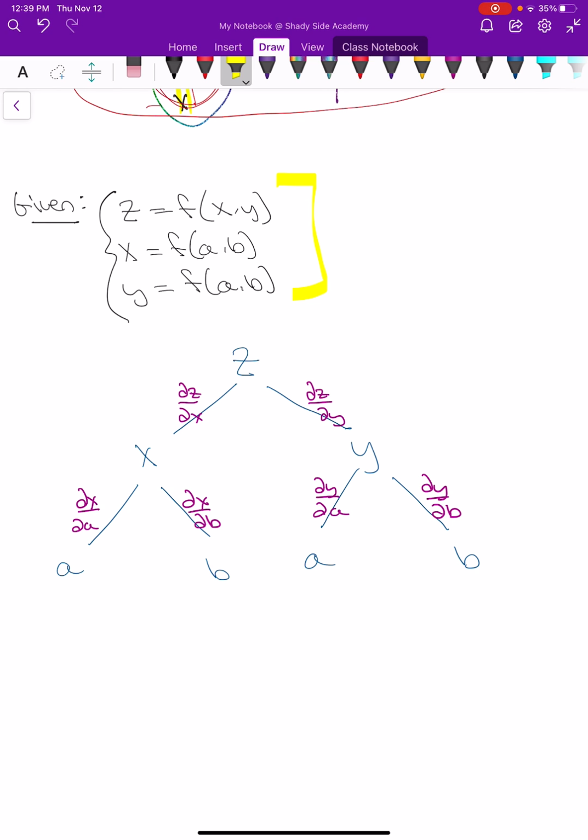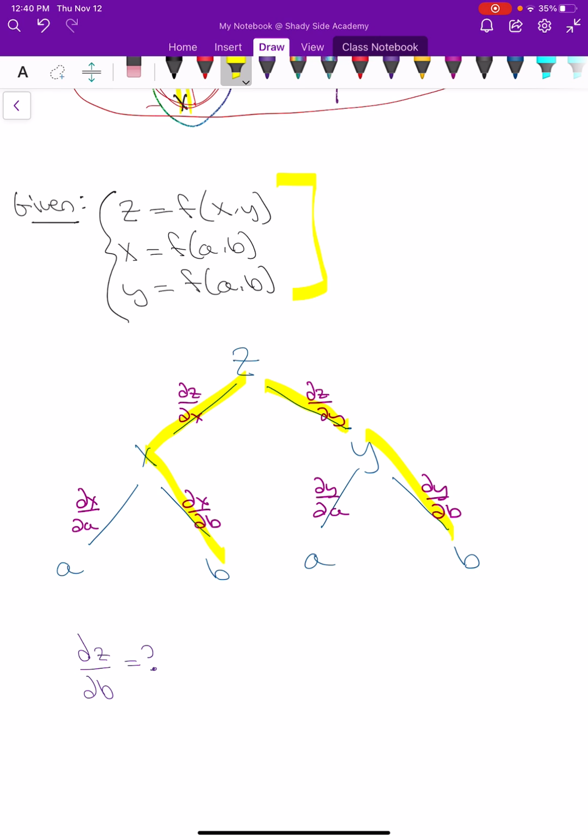Now let's pose the question. If you would please give me, at the end of the day, an expression for ∂z/∂b. What does ∂z/∂b equal? Well, let's see. Here's where it's going to be really important to map out the way we get from z to b. Well, one path is right here, okay? But another path is right here.